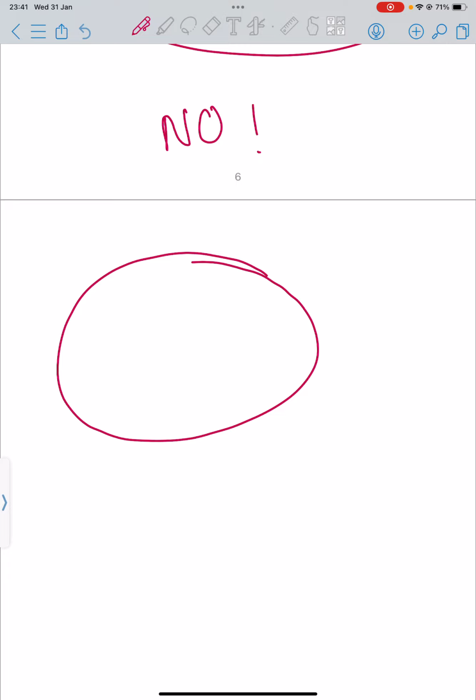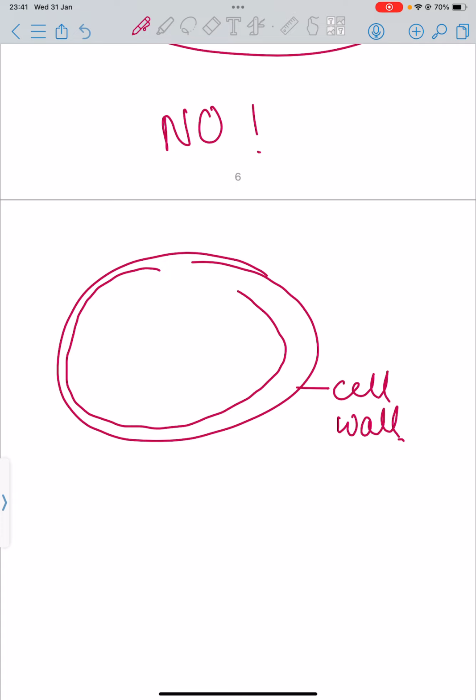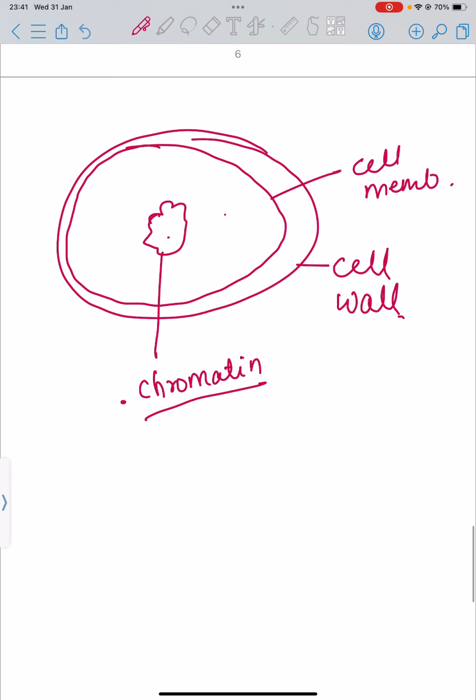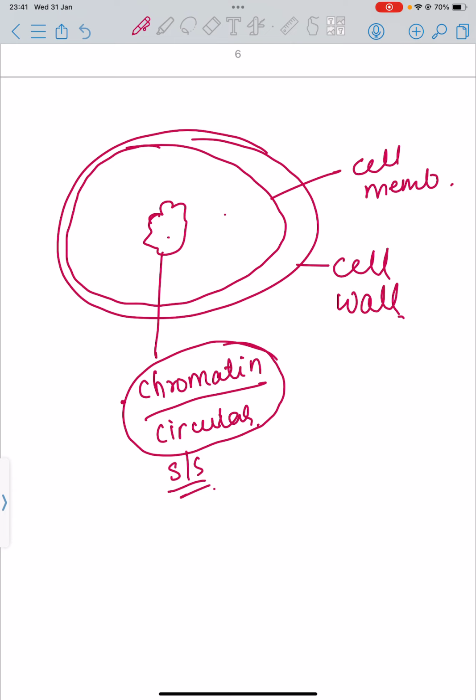So for example, if this is a cell, this we can say cell wall, inside of which there will be a cell membrane, and here this is a kind of structure that they have. So is it a nucleus? No. What is it then? It's a chromatin. Okay, so what they have is a chromatin which is circular, as you all can see, and it is single stranded. Now they don't have a nuclear membrane.